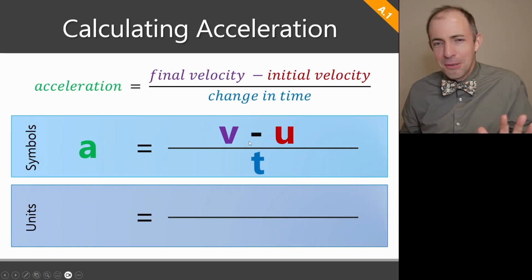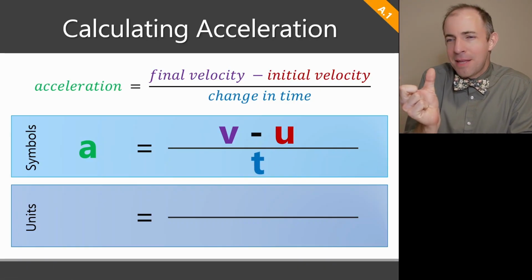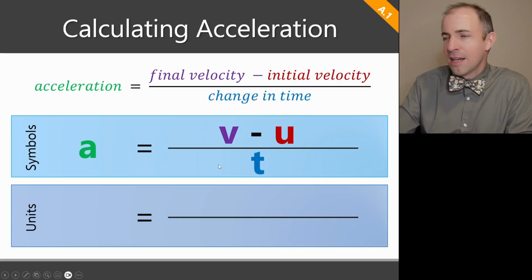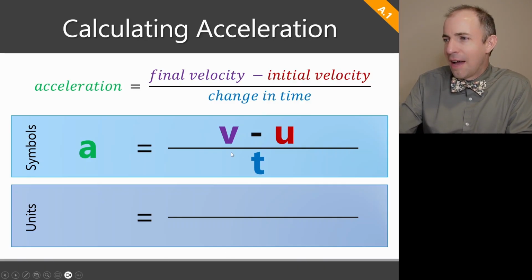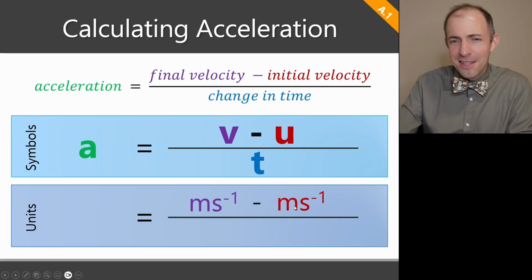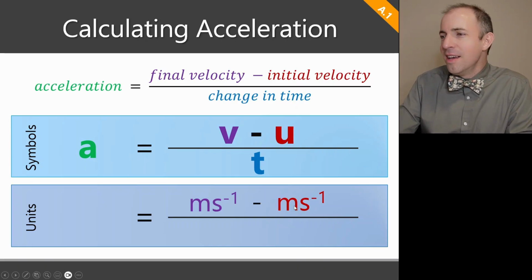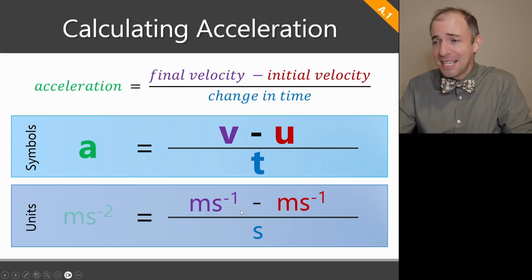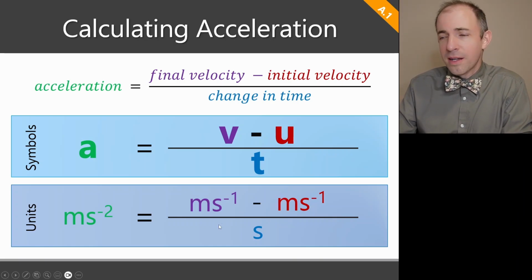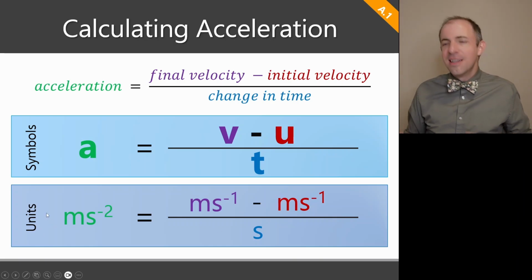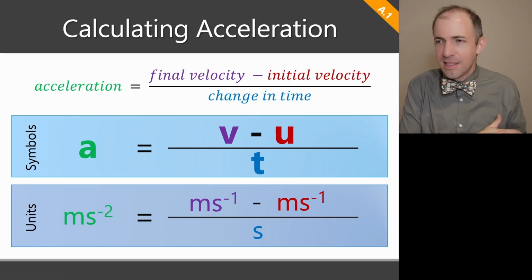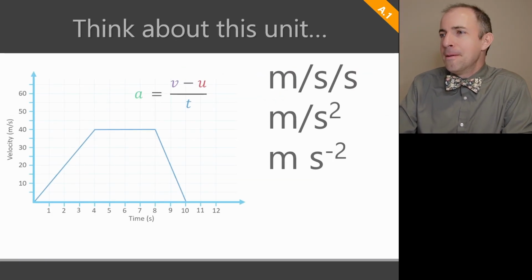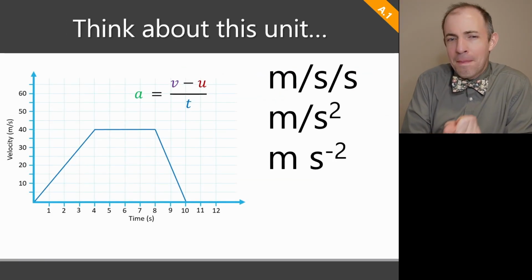Change in time, we're just going to use a t to represent the time that elapses between your initial and final velocity. If I look at units, my change in velocity will give me meters per second, and my time will give me seconds. So if I take meters per second divided by seconds, there's our meters per second squared again. So acceleration, whenever we see it, is typically going to be meters per second squared as our way of defining it. Now let's think a little bit more about that unit.